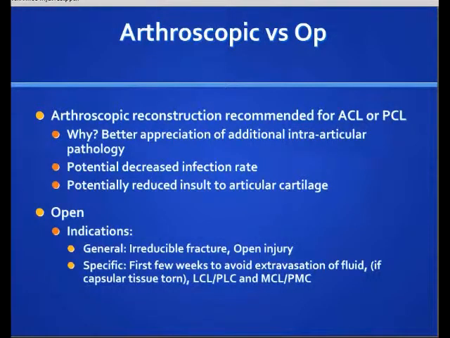Open surgery is, however, indicated in those that are open injuries, and also in cases of fluid extravasation with arthroscopy.